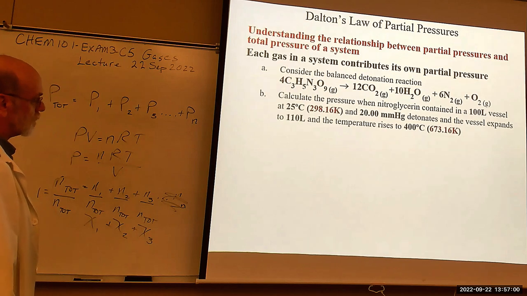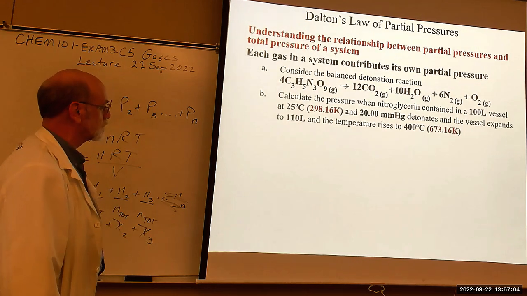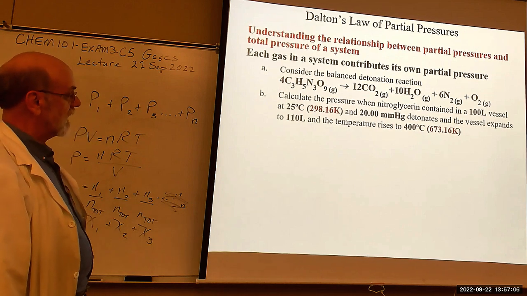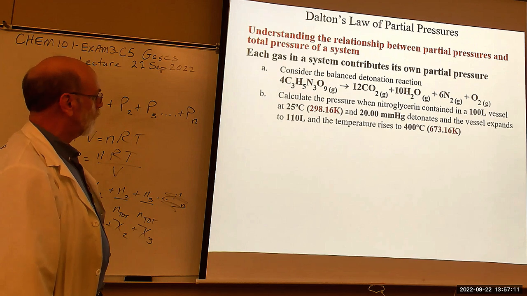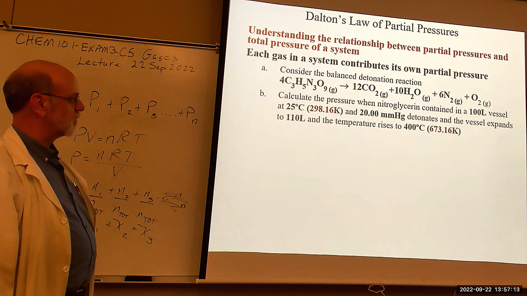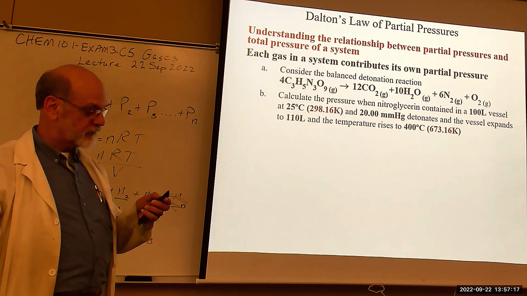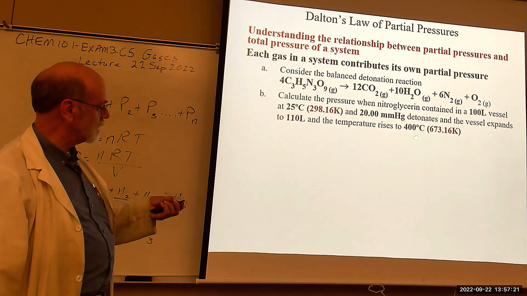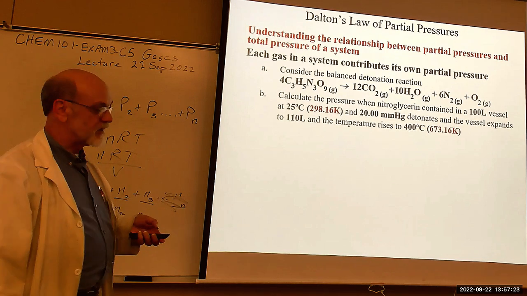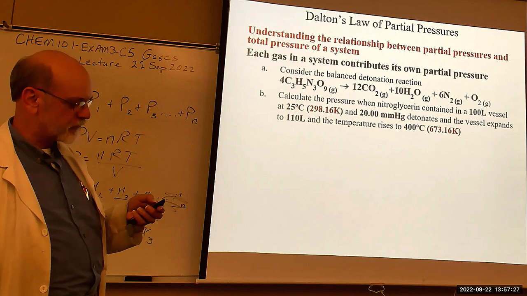Okay, so calculate the pressure when nitroglycerin contained in a 100 liter vessel at 25 degrees Celsius and 20 millimeters of mercury detonates and the vessel expands to 110 liters and the temperature rises to 400 degrees C. Okay, that confirms there is heat released. It's going from 25 degrees to 400. Okay, this is a before and after problem.